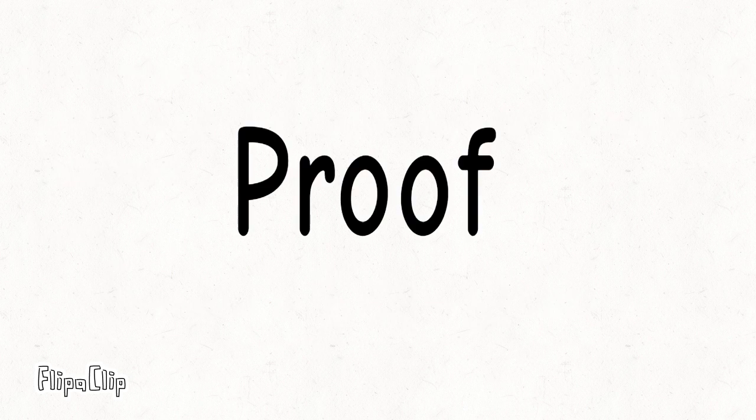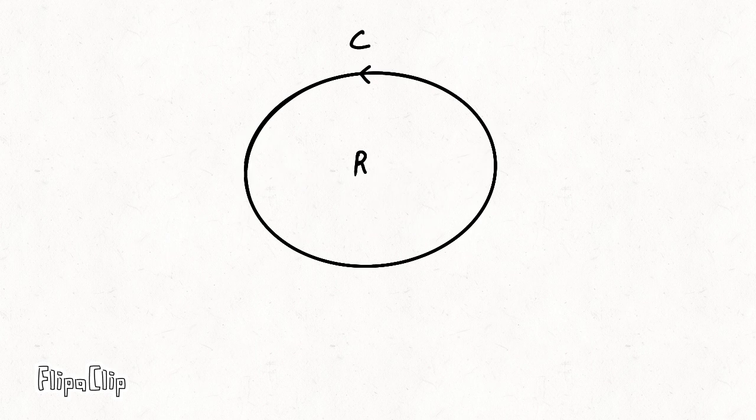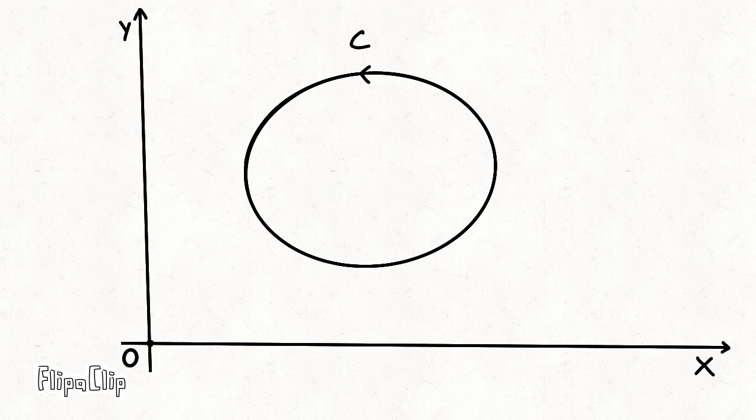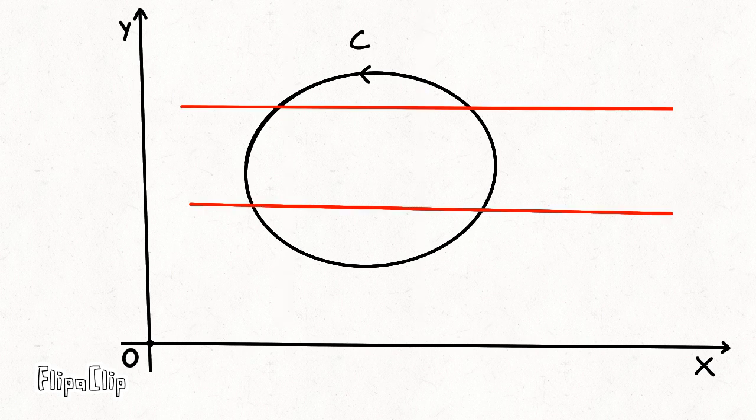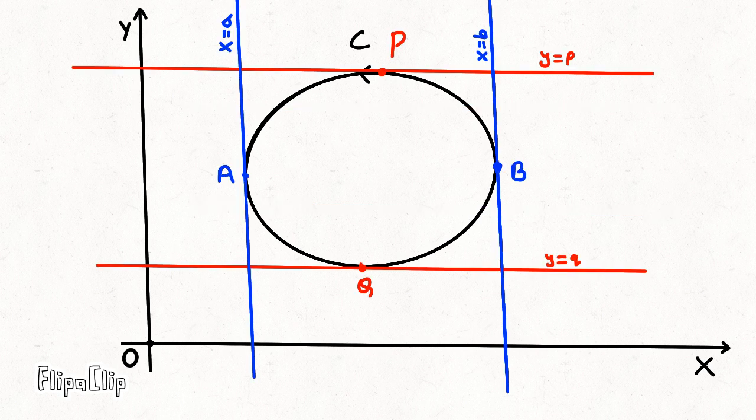Proof. Let us take the curve C in such a way that any line drawn parallel to either of the axes cuts the curve at most at 2 points. Let the curve be included between the lines x equals a, x equals b, y equals p, y equals q.